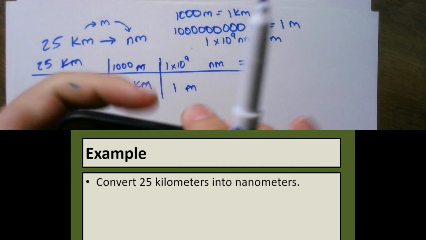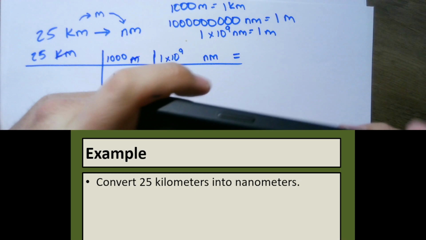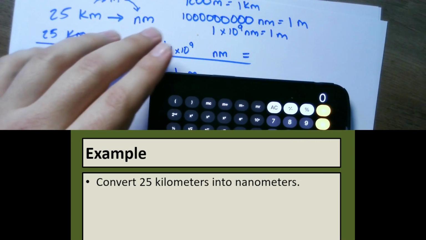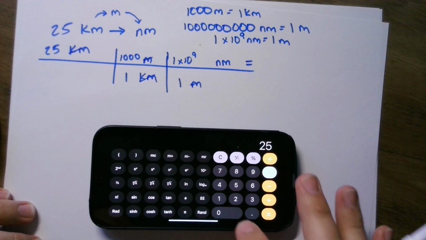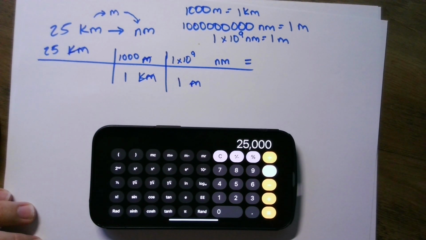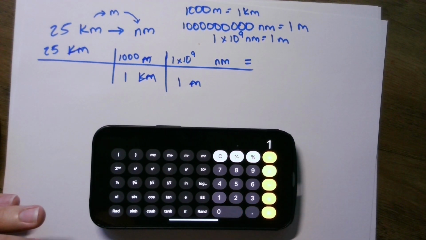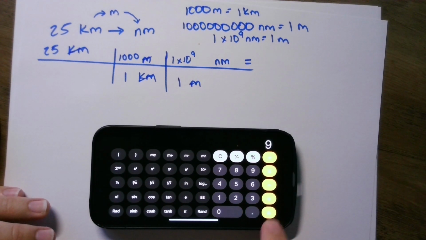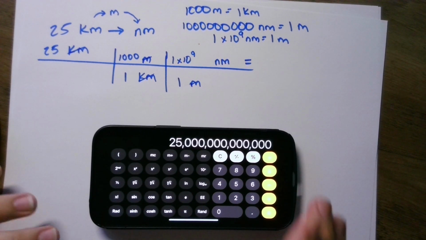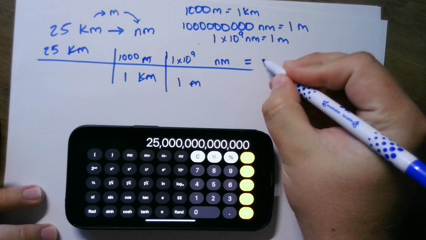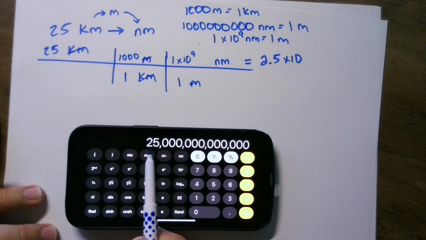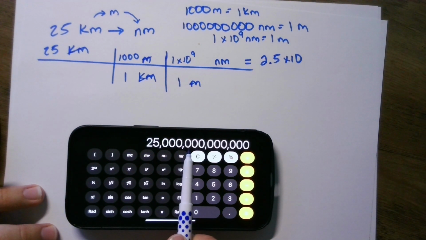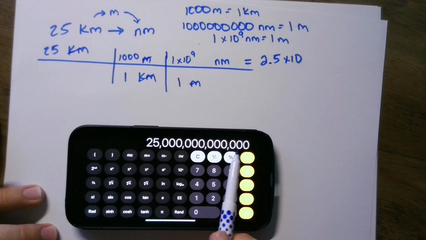Okay, so I'm going to do 25 times 1,000 times 1 times 10 to the 9th. I should have my scientific calculator, but I can type that on my phone. 1EE9 equals, and I get that whole number. That's a really long number, so I'm going to put it in scientific notation. 2.5 times 10 to the 13th.